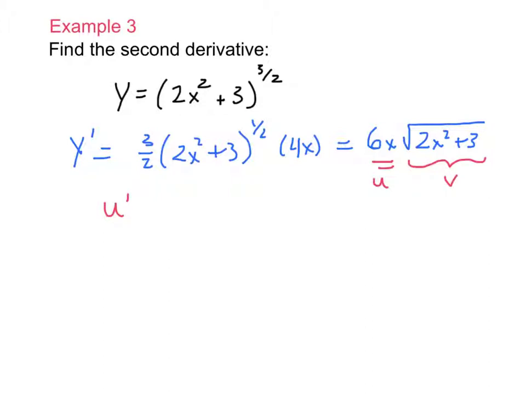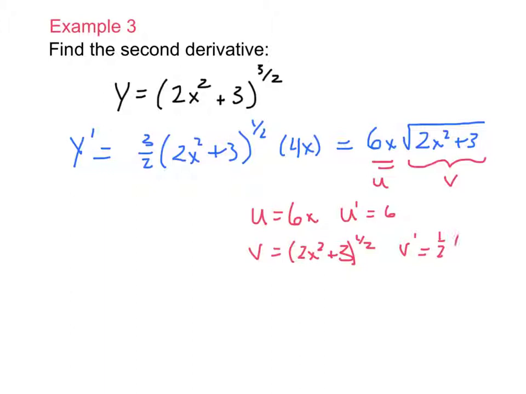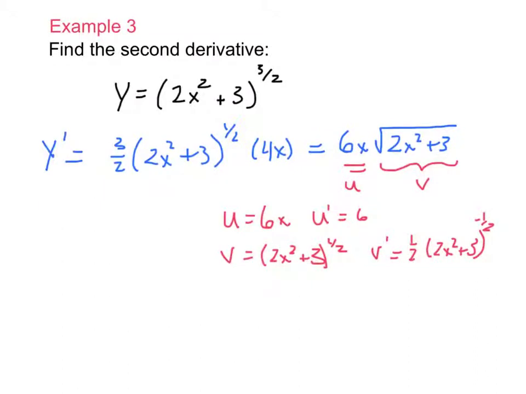So as I'm setting this up, let me start with u. Let's just write it out explicitly so everybody knows what I'm assigning here. U is 6x. That means u prime is 6. V is (2x squared plus 3) to the 1/2. That means v prime has to follow the chain rule. That's 1/2 times (2x squared plus 3) to the negative 1/2, times the derivative of 2x squared plus 3, which is 4x.